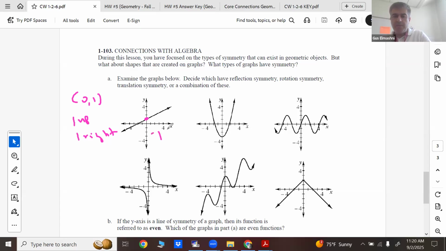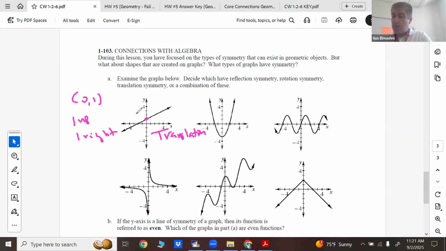I'll call it a T for translation. So I'll call it translation T. Actually, that's confusing because R is the same letter. That's right. Yeah, so this definitely has translation symmetry. What that means is that if I took a point and moved it to the left and moved it up or down or whatever, can I get back to the same place? The answer is yes, I can.